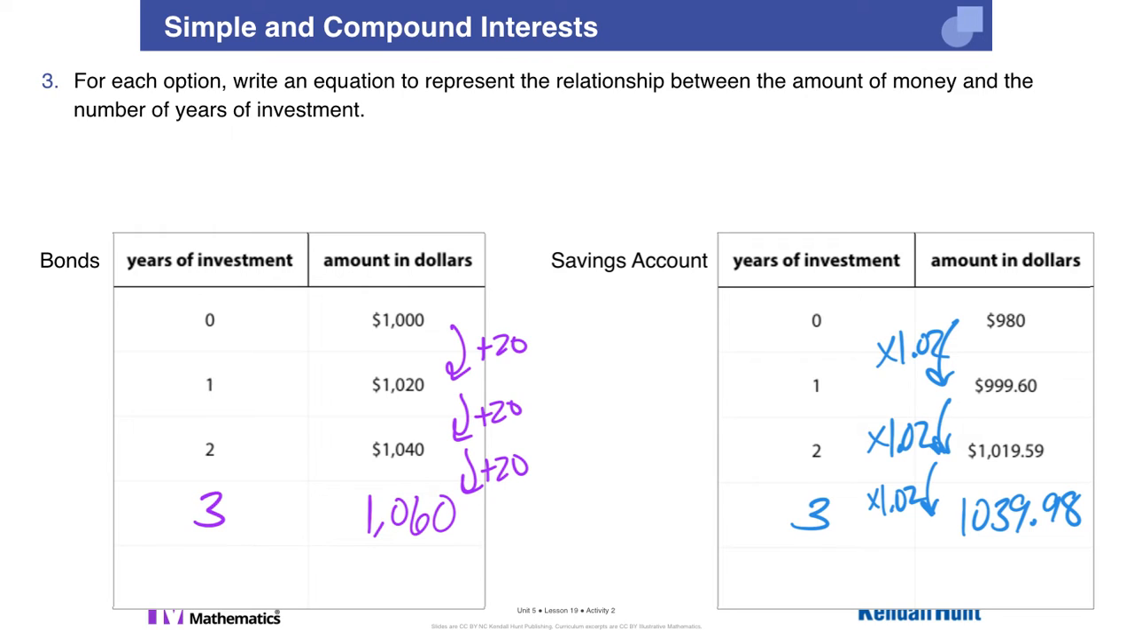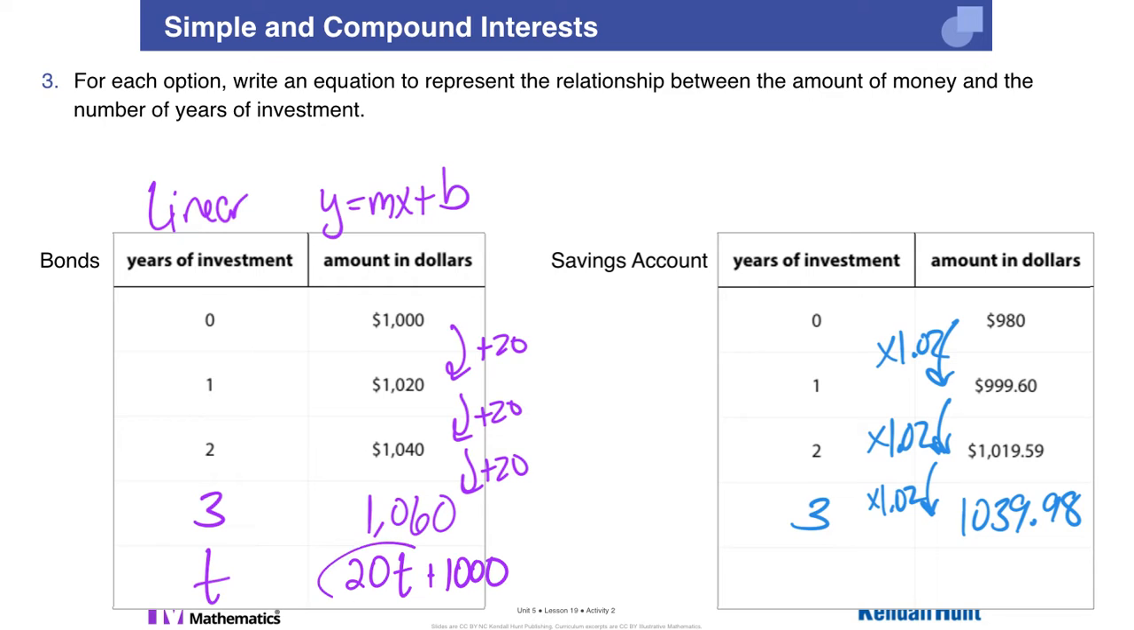So now let's write an equation for each of these. We're going to use T for time. We're representing years. And we can see that the bonds are showing a linear pattern because we're just adding the same amount each year. So we need to remember our general form for a linear equation, y equals mx plus b. And our m is going to be 20. That's our slope because that's what's being added on every year. So that'll be times t plus b, which is our y-intercept or our starting point, which would be $1,000.